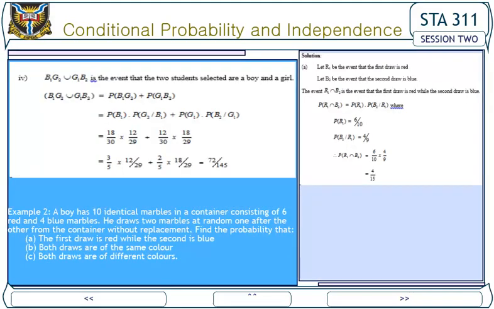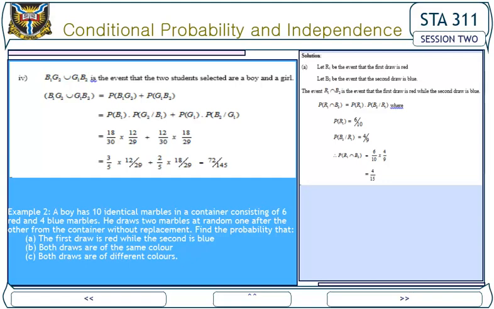Four. B1∩G2 ∪ G1∩B2 is the event that the two students selected are a boy and a girl. Follow the steps below. The probability gives 72/145.